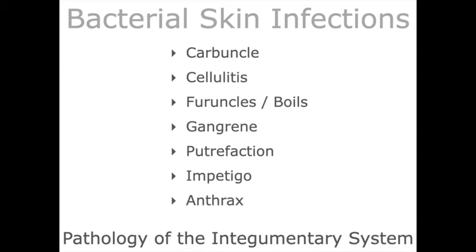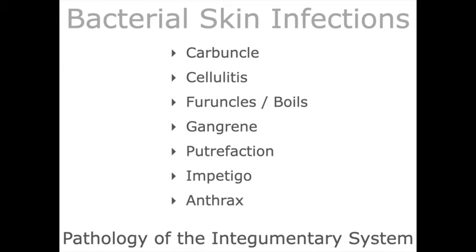Impetigo is a highly contagious bacterial skin infection characterized by isolated pustules that become crusted and ruptured. Anthrax, which is caused by the bacterium Bacillus anthracis, is a contagious disease of warm-blooded animals, including humans.